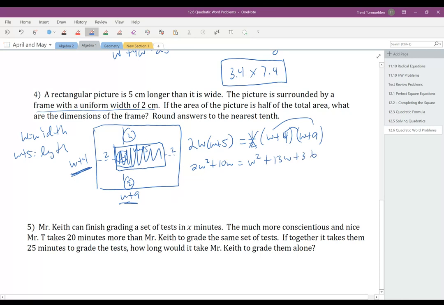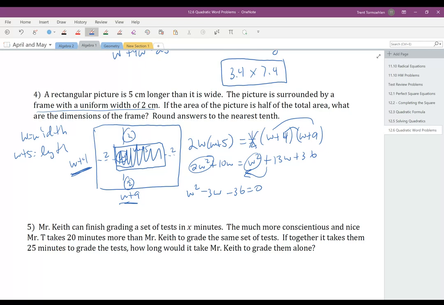Solve this quadratic by collecting all the terms on one side. So let's subtract all of this right side, so that gives me W squared minus 3W, right? Subtract the W squared from 2W squared, 13W from 10W, and then minus 36 equals 0. We can mess around and try to factor this a little bit, because it kind of looks factorable, but it turns out that it is not factorable.